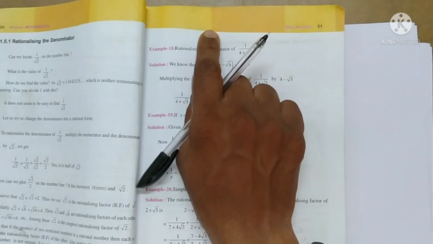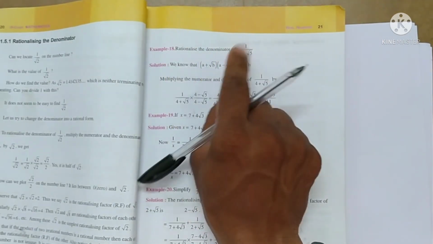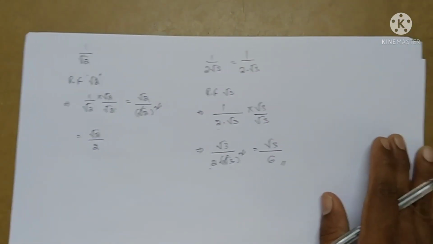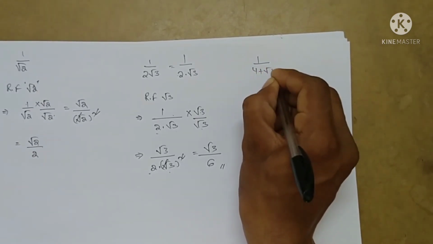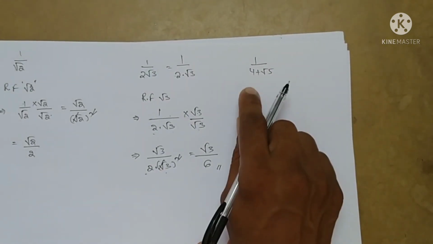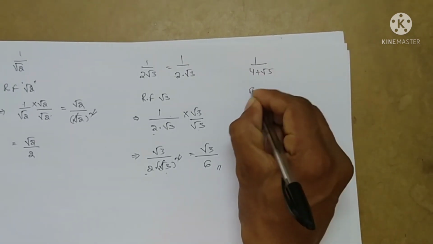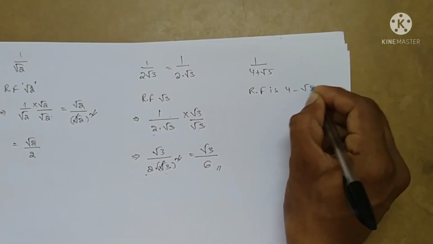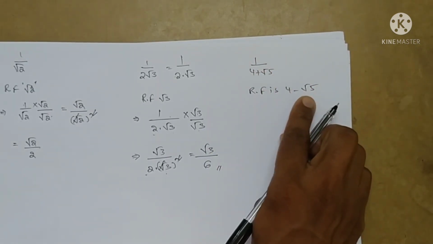So here our next question is example 18. Rationalize the denominator of 1 by 4 plus root 5. So here the rationalizing factor is 4 minus root 5. Multiply numerator and denominator with 4 minus root 5.